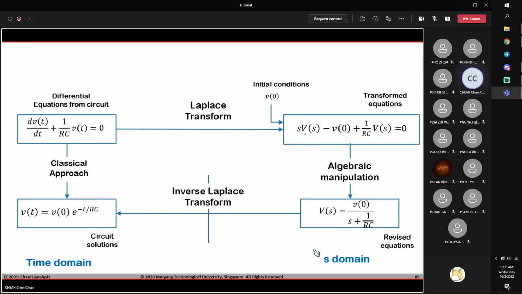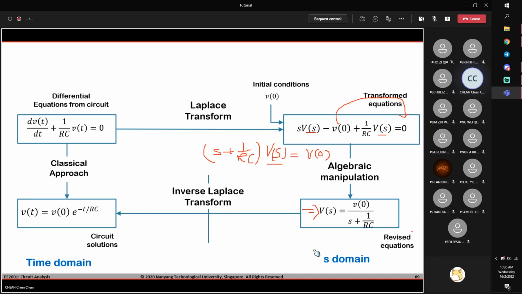Namely, here you can see that you can take out V(s). Then I'll have s plus 1 over RC, times V(s). The initial condition, I move it to the other side of the equation. That means those terms relating to your solution V(s), group them together. Those terms not relating to V(s), put on the other side. Then this will basically give you the solution in the Laplace domain.